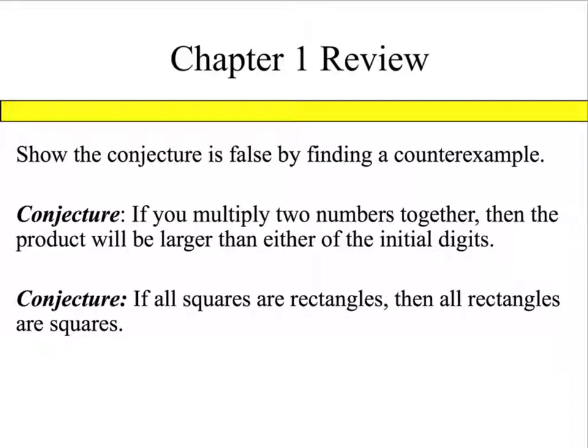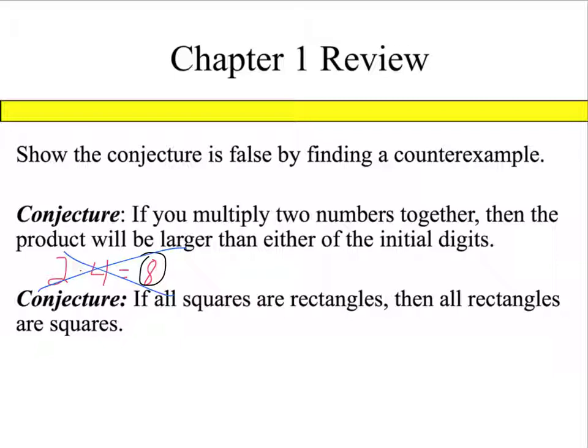All right, so this very first one: if you multiply two numbers together, then the product will be larger than either of the initial digits. Okay, so if I start out and take, let's say, 2 times 4. 2 times 4 is 8. Well, that is just an example. That just proves it, because my product, which is 8, is larger than both 2 and 4. So that does not give me a counterexample.